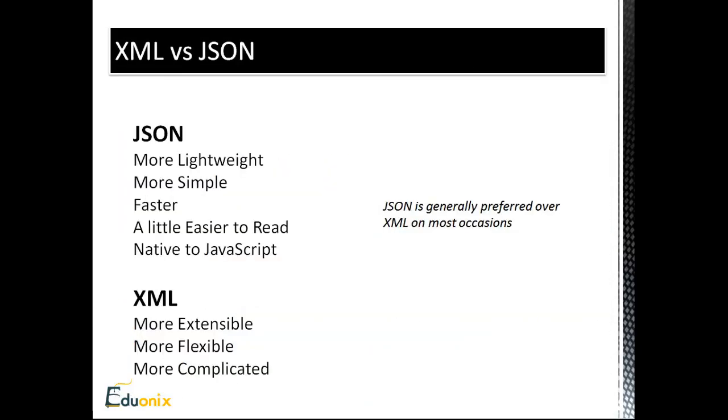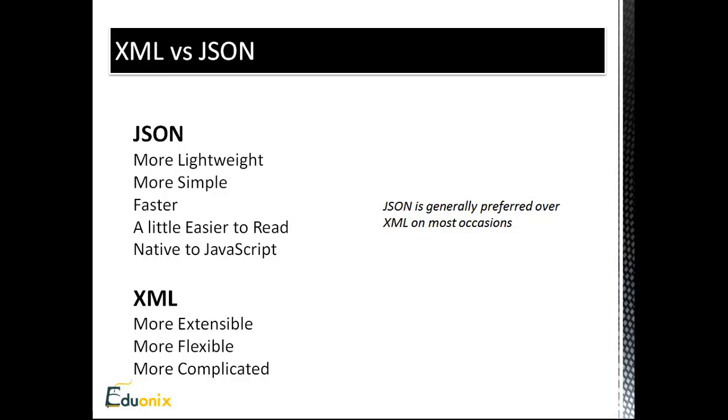So, XML versus JSON. Like I just said, I wouldn't suggest picking one over the other for all situations, because obviously there are different occasions that would call for JSON and different occasions for XML. But in general, JSON is more lightweight. Since it's lightweight, it's faster, it's a little more simple, it's easier to read, and it's native to JavaScript. So those are all pluses.